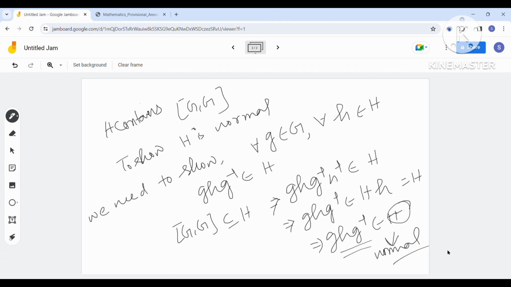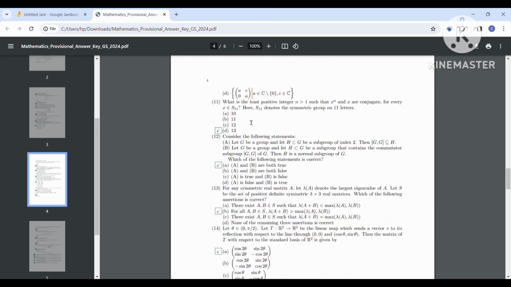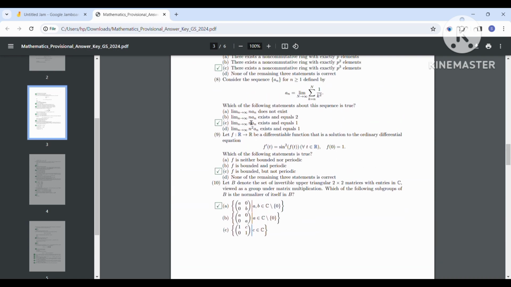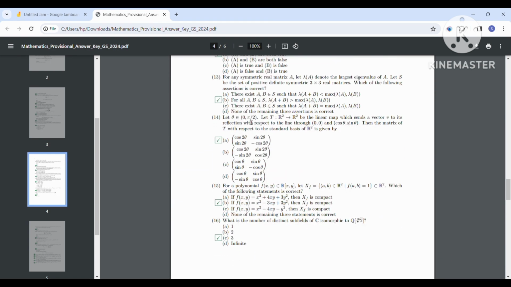So if you know the properties of the commutator subgroup, then you can easily solve it. Okay. Now come to problem number 13. Problem number 13 is a good problem and it's a difficult problem. Okay, so I'll solve it in a different video. I also left one problem here, that is I think problem number 8. So problem number 8 and problem number 13 are both difficult problems, so I'll solve them in a different video. Let's solve problem number 14.